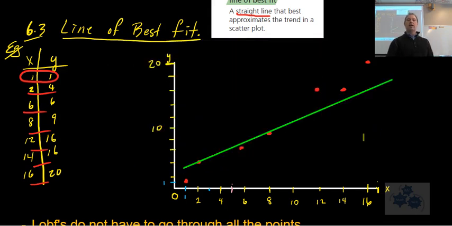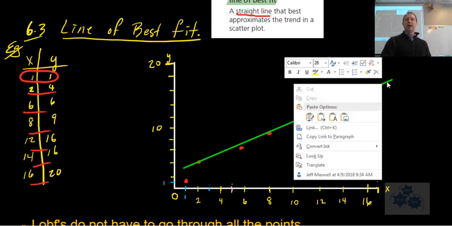Okay, so this is not a good line of best fit. Why? Because we have 2 points that are below the line, and we have 3 that are far, far above the line. So, you know what I mean? That's not a very good representation.